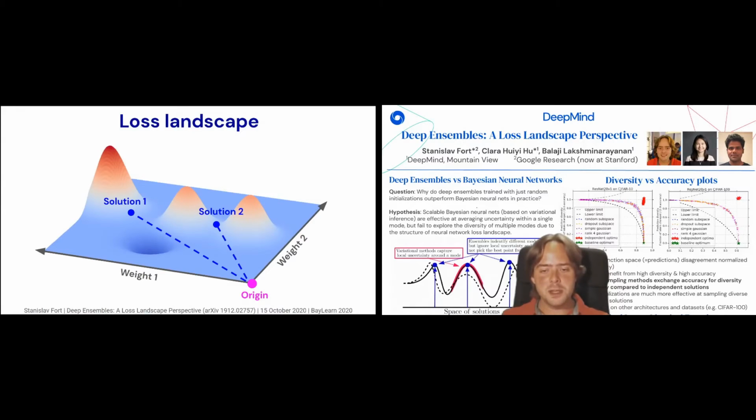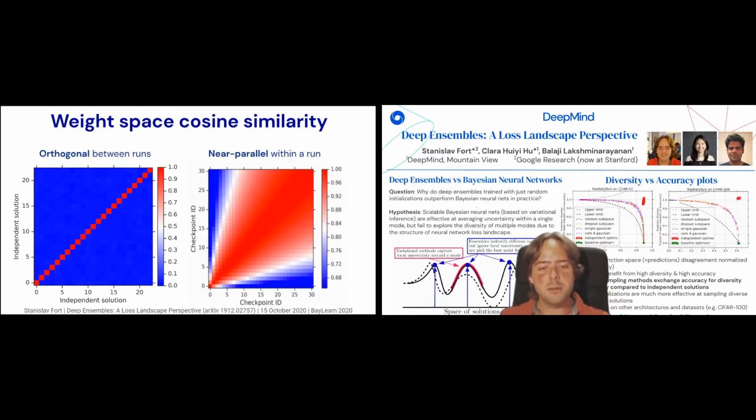Two solutions in this space can be compared using the angle between the two weight vectors, and we find that between independently initialized and trained runs, these are roughly orthogonal, so 90 degrees between those. Whereas within the same training run, these weight vectors are near parallel to each other, given the high-dimensional nature of the landscape they're moving in.